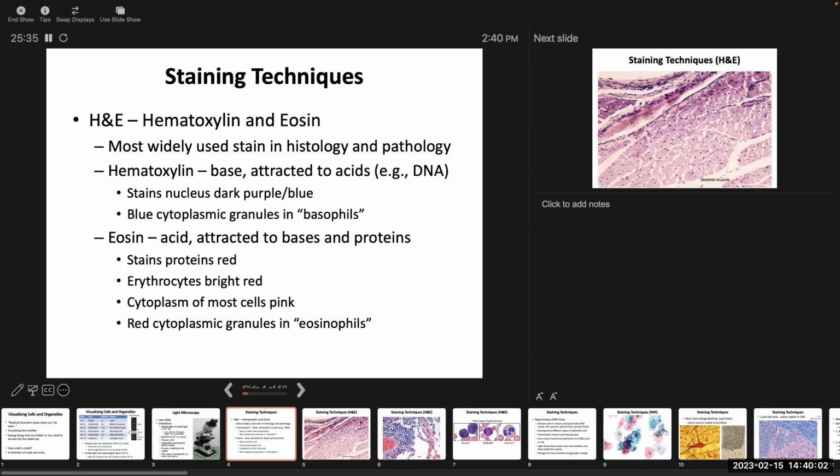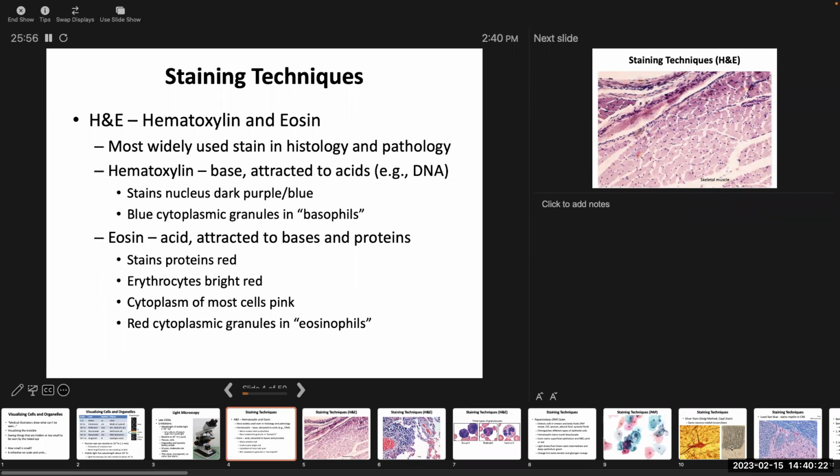So when you stain something with hematoxylin, that's one of the key things that you see when you look at it under the microscope, is that the nuclei of cells stain dark purple or dark blue because they attract a lot of this basic or alkaline hematoxylin stain.